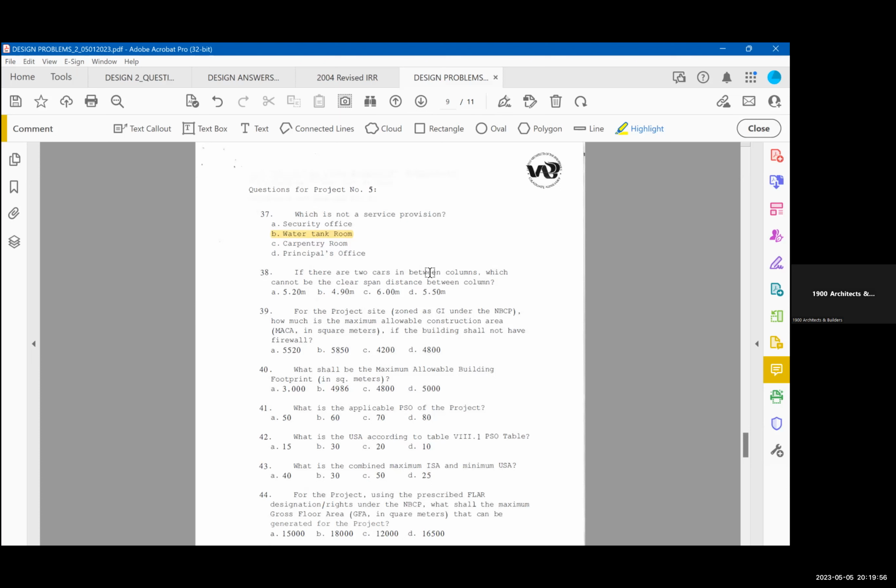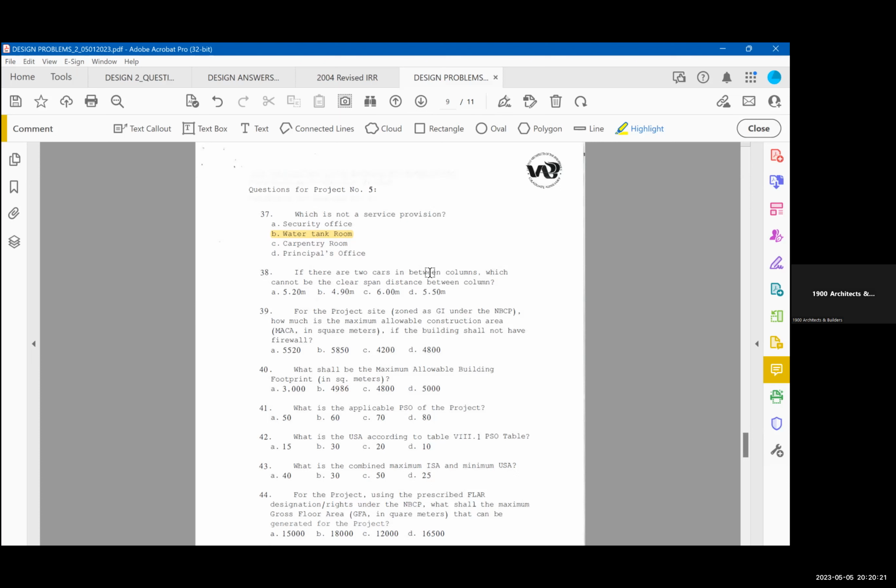Okay, so ano ba ang sizes? If you know the size of car parking slot, so ma-eliminate mo na yung mga sagot. I mean yung mga hindi tama sagot. So the answer here is 4.9.